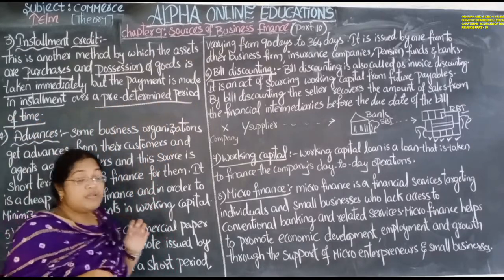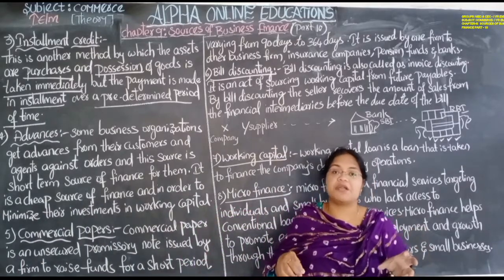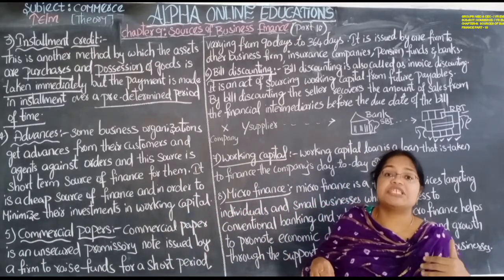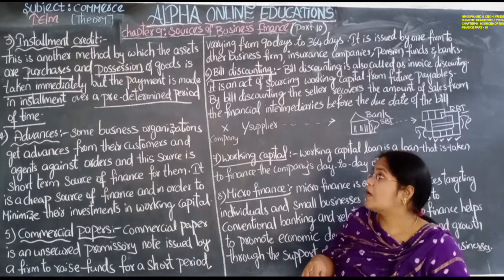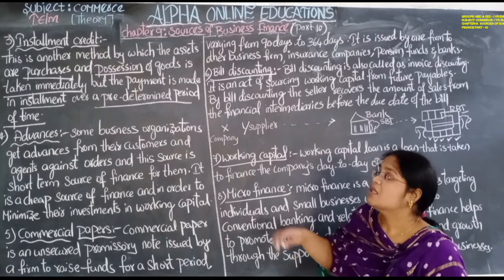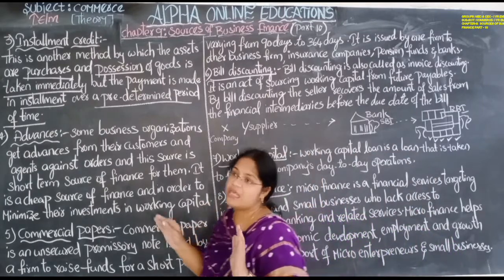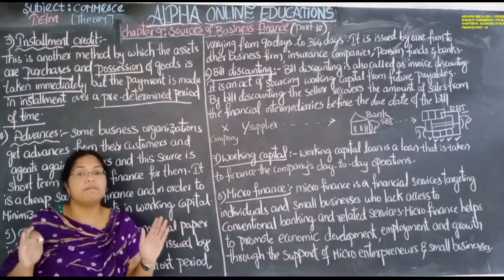As a predetermined period of time. What is the meaning of predetermined period? It means the period which is decided before. Based on that, they will pay the monthly installment, on an EMI basis. Simply, we can say it is on EMI basis.